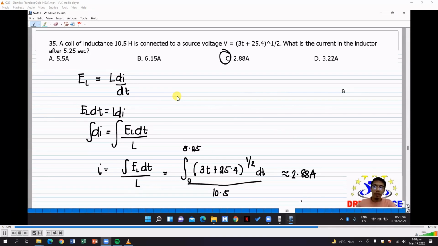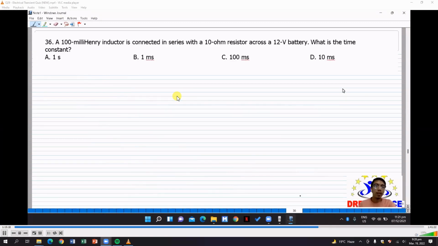Next number 36. A 100 millihenry inductor is connected in series with a 10 ohm resistor across a 12 volt battery. What is the time constant? So ang time constant natin, tau, that is, for inductor is L over R. So simply divide yung inductance natin na 100 millihenry sa ating resistor na 10. Okay, so simply that is 10 milliseconds. So we have letter D.